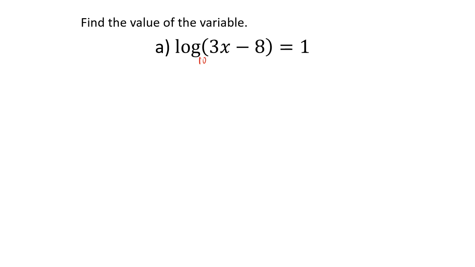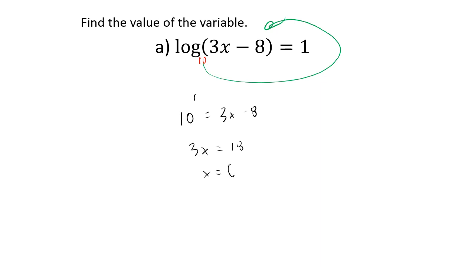So if we do the loop trick, the loop trick is really useful, it'll tell us that 10 to the first power is equal to 3x minus 8. Well, 10 to the first power is just 10, so we just need to solve this for x. So we'll have 3x equals 18, or x equals 6. So the answer to this one is just 6.